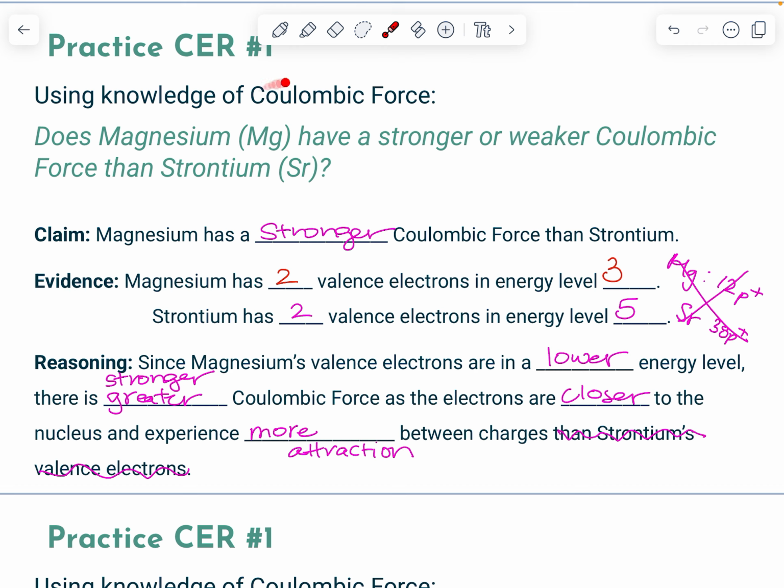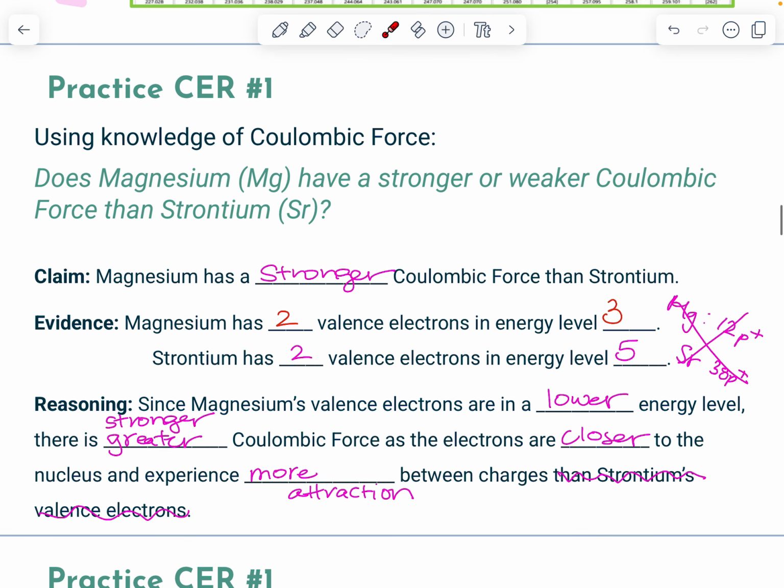So those are the things I want to mention: the energy levels. That's what's telling me the distance. So I need to say, compare those energy levels. I need to say the electrons are closer if they're in a lower energy level. And so that means there's more attraction and a stronger Coulombic force. So this puts together the definition of Coulombic force and how we can see those things in our data.